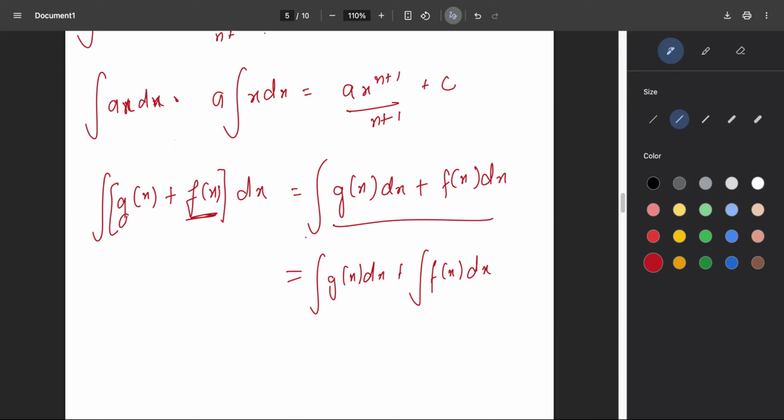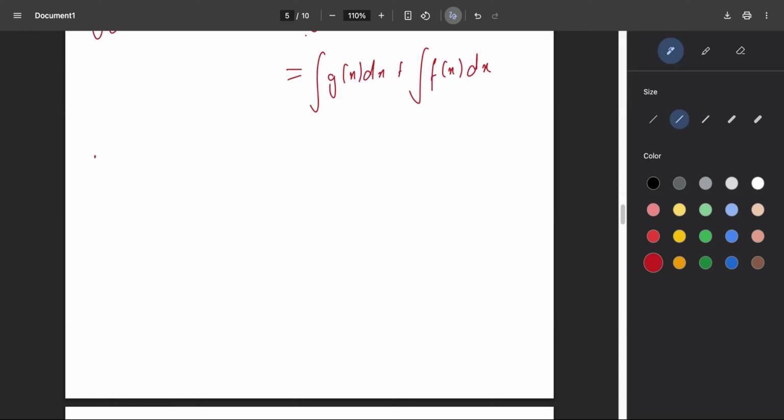Okay, you can write one more formula, that is integration of sin x dx. It will be nothing but minus cos x plus c. Integration of cos x is nothing but sin x. So that is another formula. So you can just try out some questions.